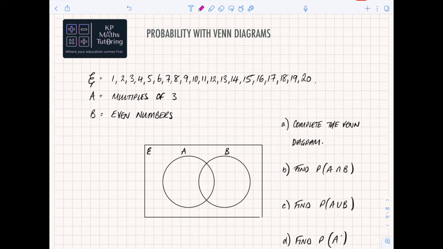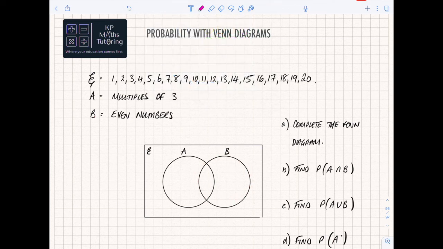So let's start looking at, first of all, what we've got. This letter here, you'll see, basically just tells you that these are all the numbers that need to be included within the Venn diagram, okay? So everything in here has to go in here. That's basically what that's saying to you. It's telling you that the A circle are all multiples of 3, and B has to be any even numbers.